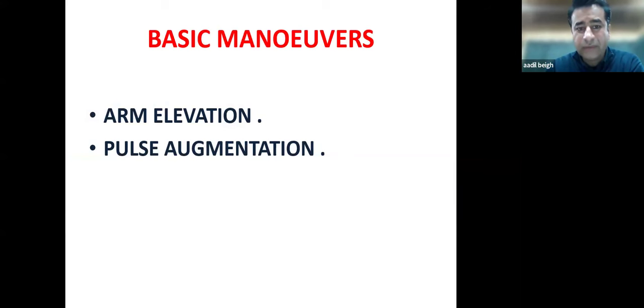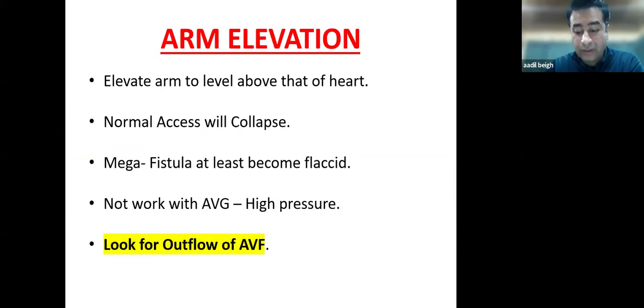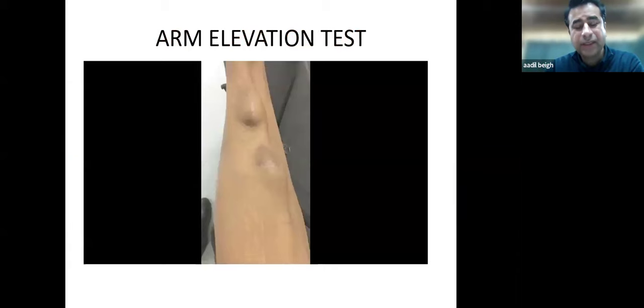So, for example, there's a radiocephalic fistula. It has an outflow. It can have an outflow from the basilic vein of the arm. At the elbow, it can have a basilic vein, or it can go, its outflow may be the cephalic vein of the arm. So if there is a stenosis of the cephalic vein or the basilic vein of the arm, the outflow is obstructed. If you raise the arm of the patient above the heart level, it will not collapse.